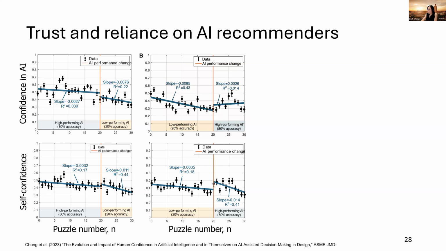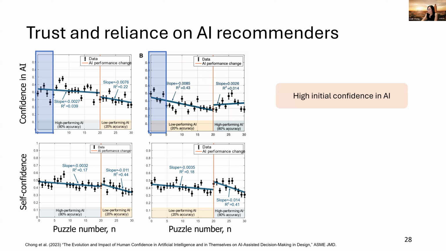So to show you some of the major results from this. The top two plots are showing confidence in the AI results, and the bottom two are showing self-confidence results in two different conditions. The first major result is that we see a very high initial confidence in the AI, which is about 0.6 on a scale of 0 to 1. Initially there is this peak of confidence, and throughout the process, we generally see lower confidence.